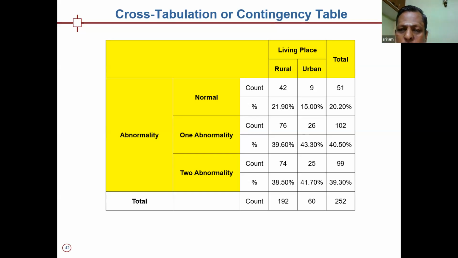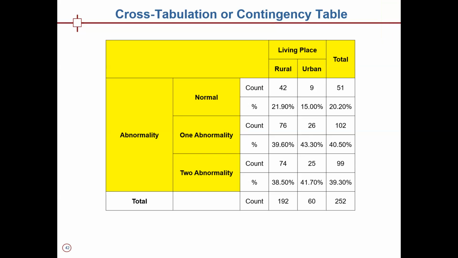But from this table, can I infer any association between living place and abnormality? In statistics, we call this covariation. Is there any association between living place and abnormality? Both one abnormality and two abnormality look almost alike.